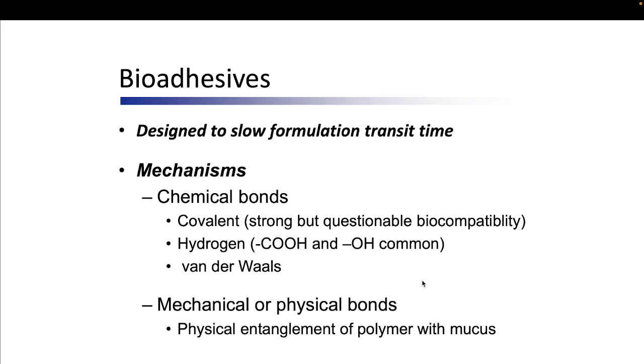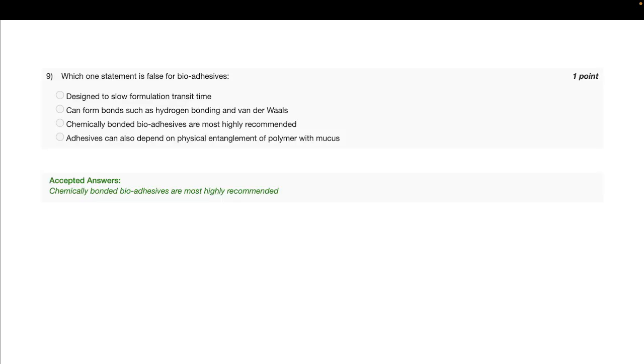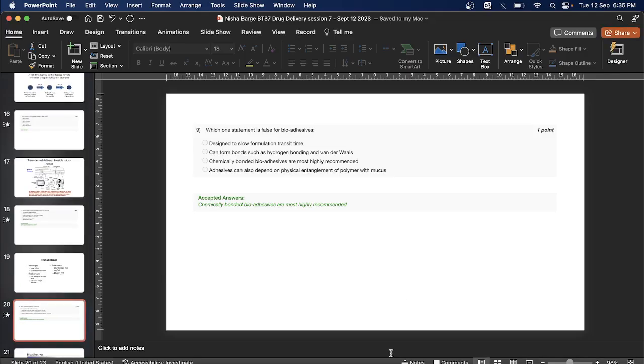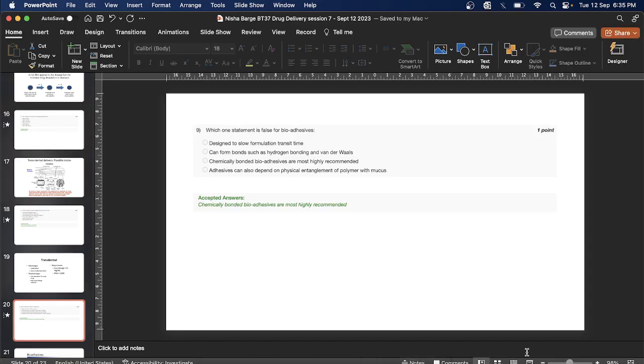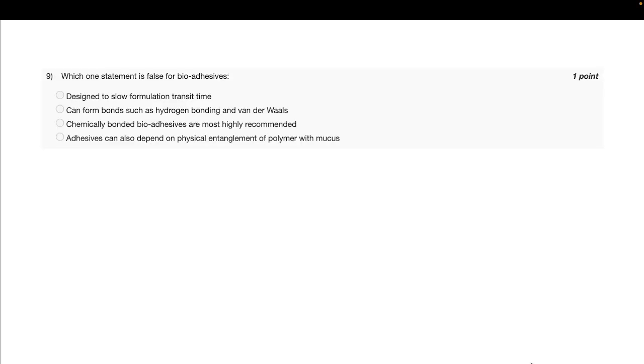mechanical or physical bonds. So according to the question, which one statement is false for bioadhesives? Chemically bonded bioadhesives are most highly recommended is the false statement, because it's actually not recommended. Is this clear? Any doubts in this question?